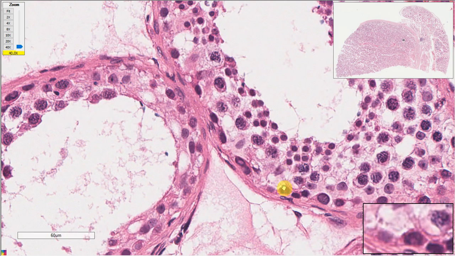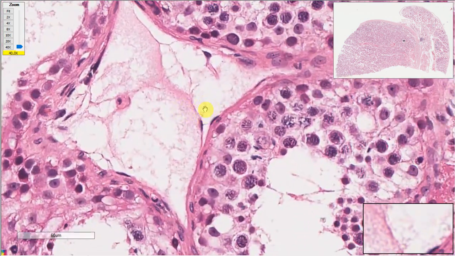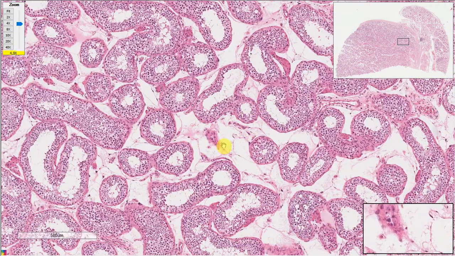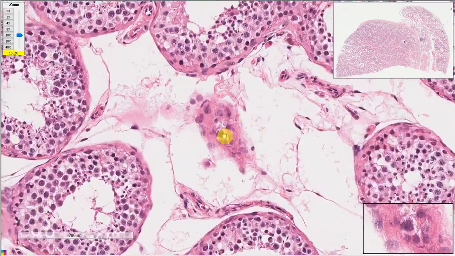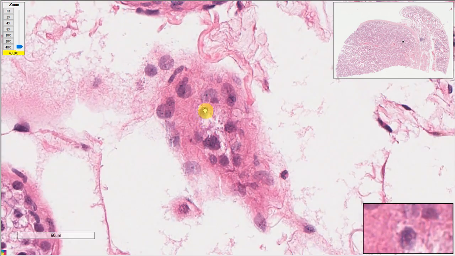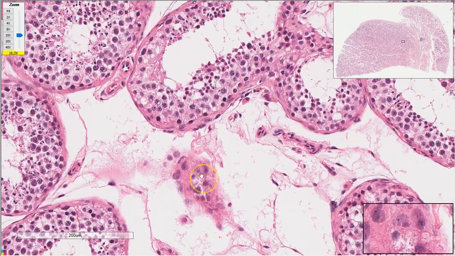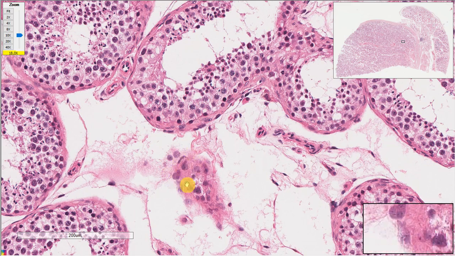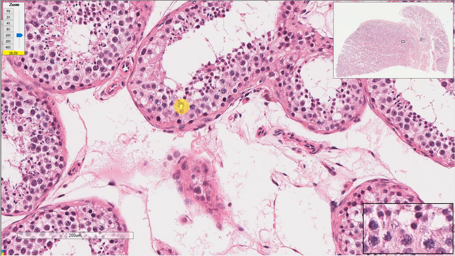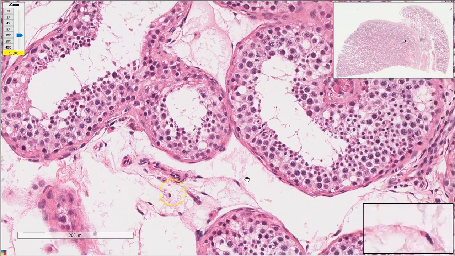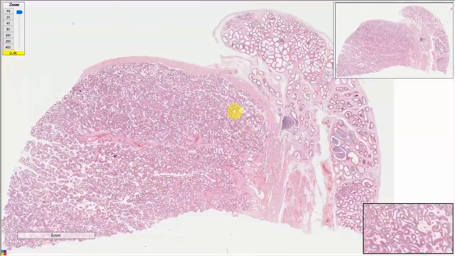Now between the seminiferous tubules, for example like here, you get to see Leydig cells, which are very eosinophilic in their cytoplasm, and they produce testosterone, which is essential for spermatogenesis. So the Leydig cells produce the testosterone, and the Sertoli cells also help with spermatogenesis. So the two work hand in hand together. So that's all we have here in the testis.